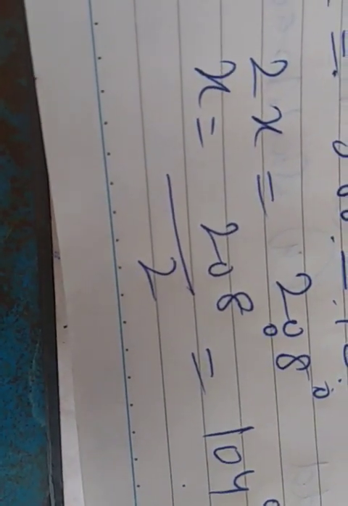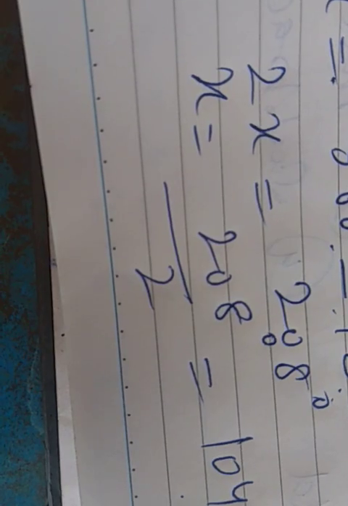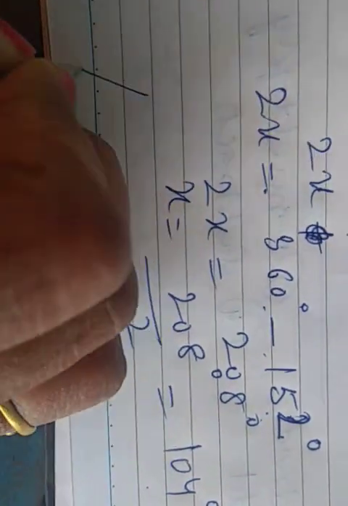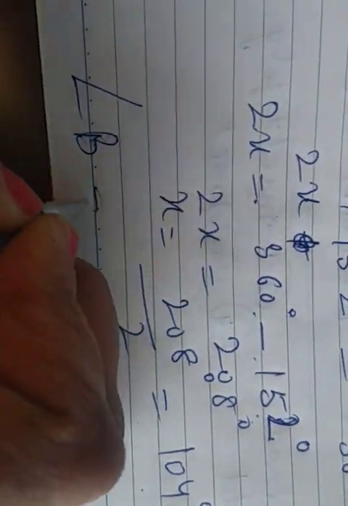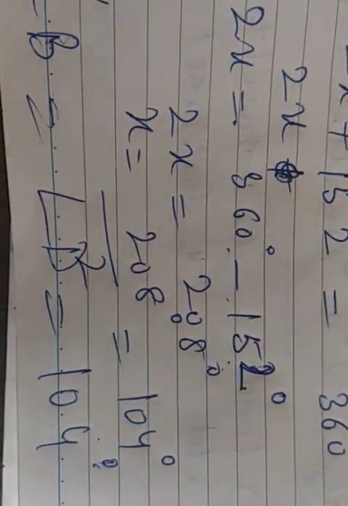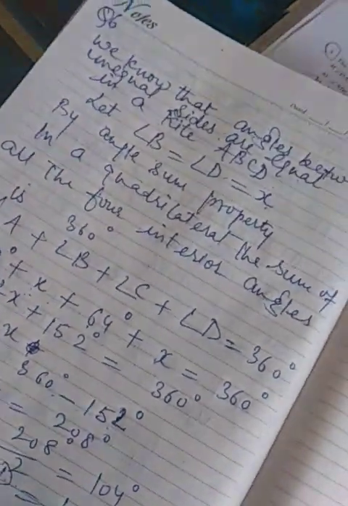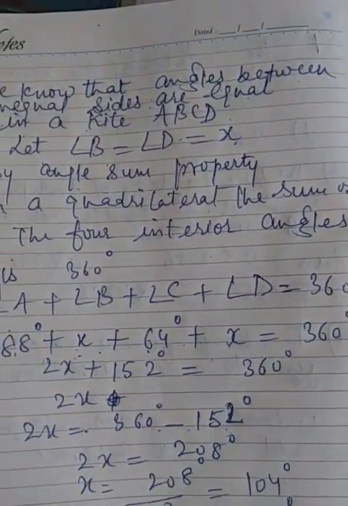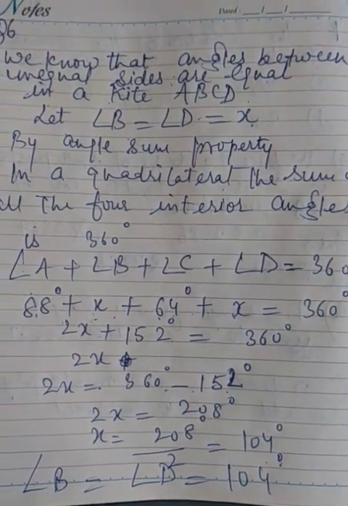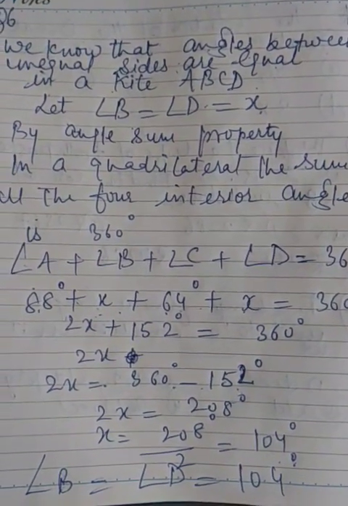So each angle, angle B and angle D, is equal to how much? 104 degree. In this way you will solve this problem. You can complete exercise 11.2.